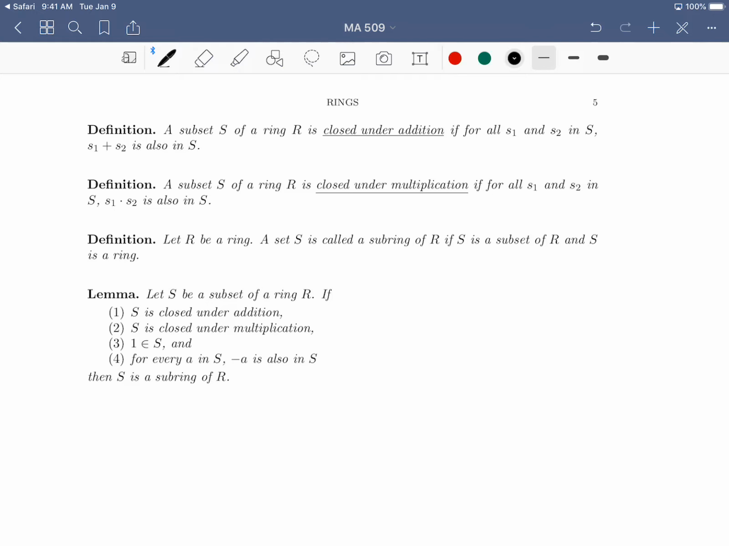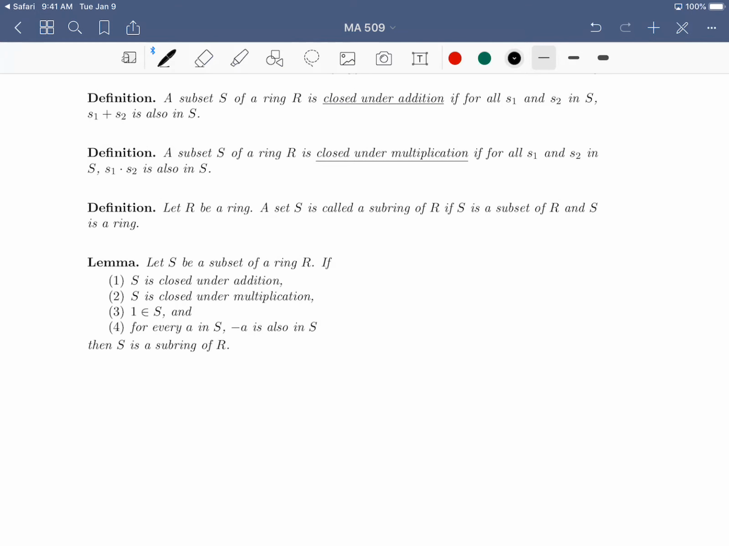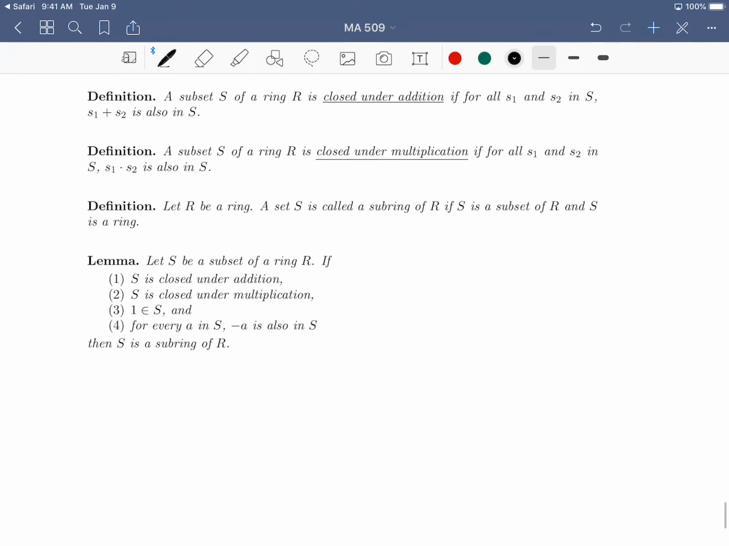So a set is closed under addition if for every two elements in the set, S1 and S2, then the sum, S1 plus S2, is also in there. And then closed under multiplication is similar. Something is closed under multiplication if for every pair, S1 and S2 in the set, the product is in the set. All right. So we're going to use those in 1 minute with this lemma we see.